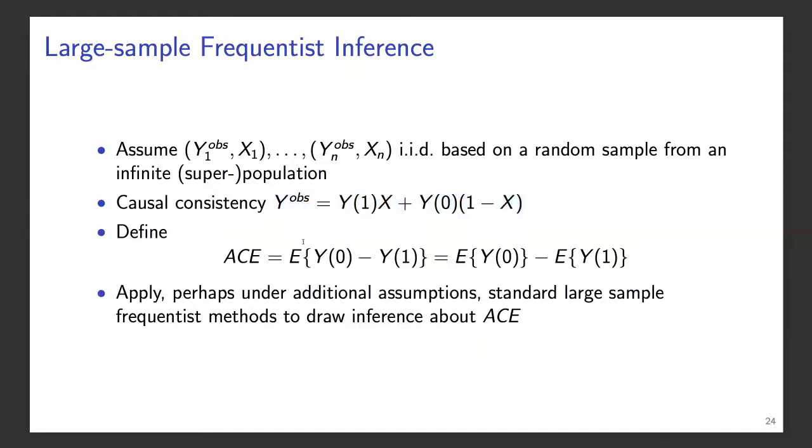Then we redefine our average causal effect as the expected value of the individual causal effect in the superpopulation, or if you prefer, a difference in counterfactual means: what would happen on average if no one was exposed compared to what would have happened on average if everyone was exposed in the superpopulation. This is the basic setup, and then perhaps under additional assumptions, we're going to use standard large sample frequentist methods to draw inference about either the average causal effect or these counterfactual means.